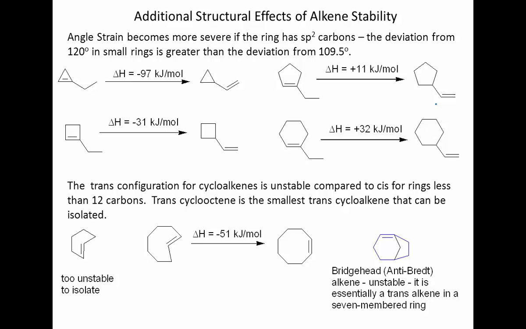Normally a tri-substituted alkene is more stable than a monosubstituted alkene. Yet this process, converting the tri-substituted to the monosubstituted, is actually quite exothermic. And this is because we have rather severe angle strain.